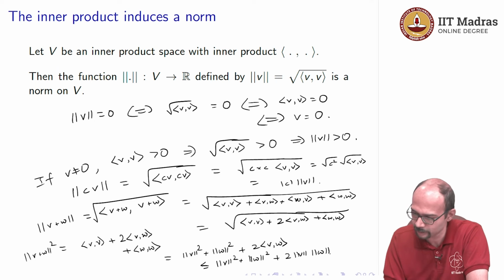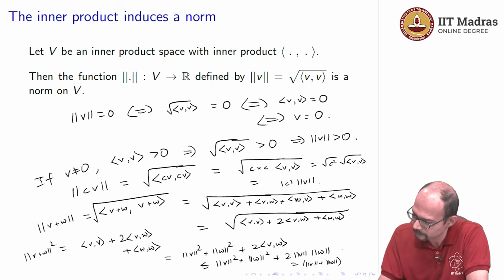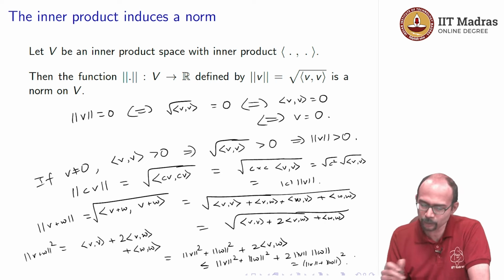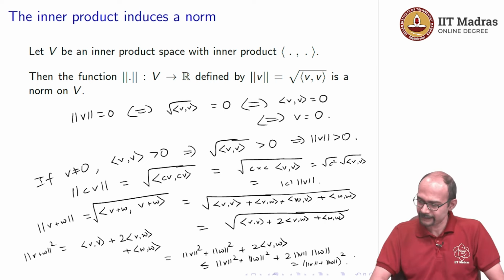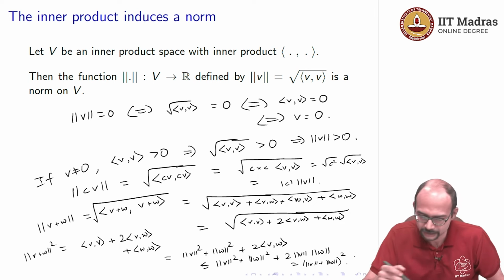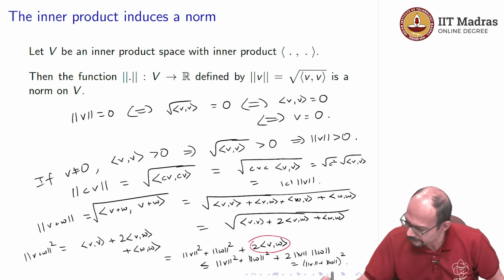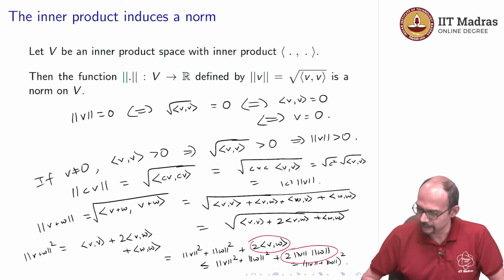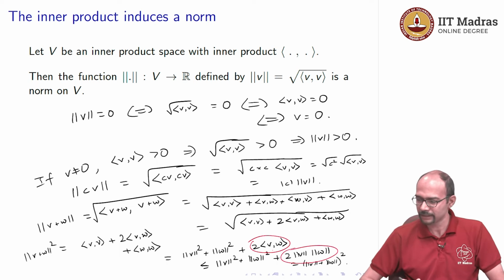So this needs a little bit of work, and then what you will get is that this is the norm of v plus the norm of w, the whole squared. So we have proved that the norm of v plus w, the whole squared, is less than or equal to the norm of v plus the norm of w, the whole squared. The only thing missing here is why this thing is less than or equal to this thing here. That needs a little bit of work, which I will skip for now.